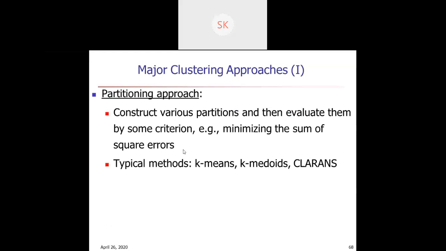Just as an example, consider the distance matrix. The sum of square errors is computed between the objects, and we try to minimize this sum of square errors to form the objects within a cluster. Typical methods that fall under the partition approach are k-means, k-medoid and CLARANS. So these three major methods come under the partition approach.